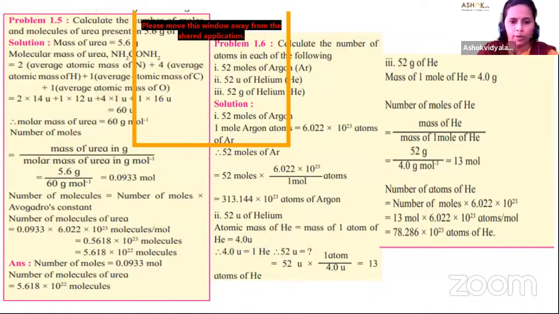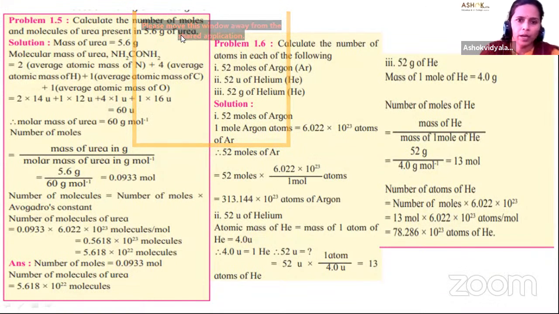We have to calculate moles as well as the number of molecules present in 5.6 gram of urea. So the weight of urea is given: 5.6 gram of urea. We want to calculate moles. So what is the formula to calculate moles? In order to calculate moles, we require the mass of a substance divided by its molar mass.